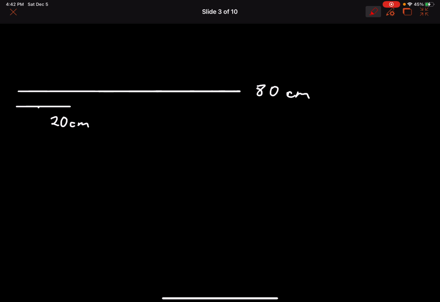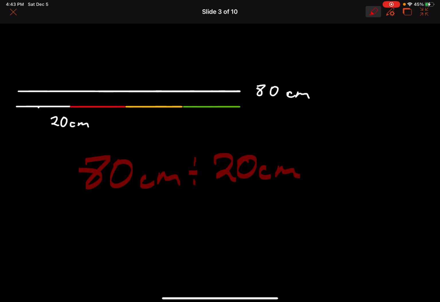All right, so if I had a string that is 80 centimeters long, how many times will the smaller string that's 20 centimeters long fit into the larger string? So how would you know that? So we would check by taking more strings, right, and lining them up. And that's one way that we could check. Okay, so we know that 80 centimeters divided by 20 centimeters is going to be 4, right?